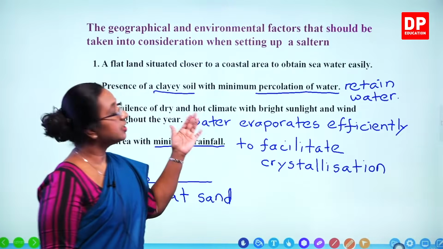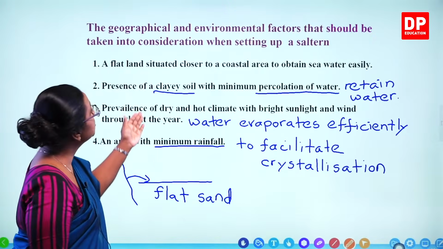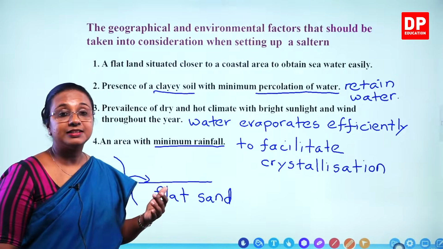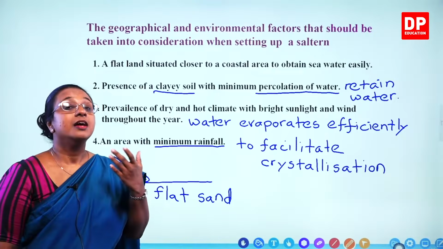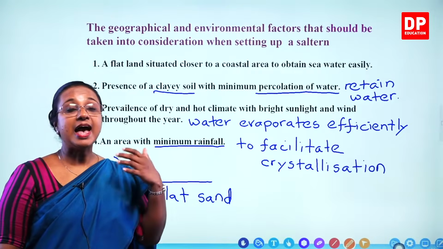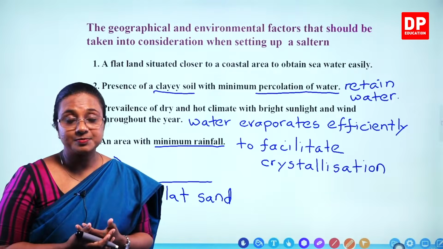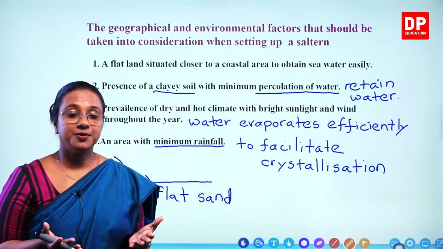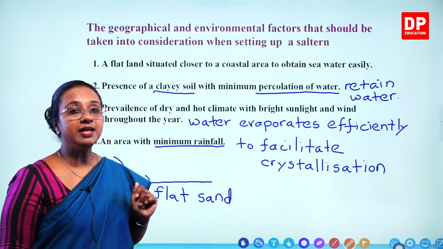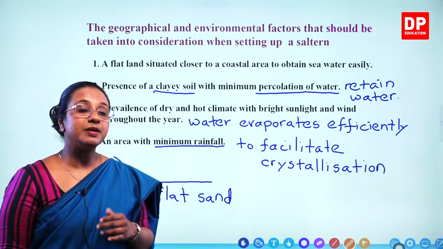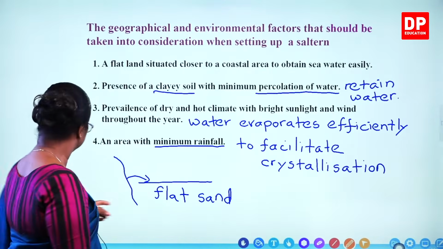So, students, you can see all the geographical and environmental factors are selected so that the evaporation process as well as the crystallization process takes place more efficiently. So, with that in mind, now we will discuss the process related to the production of salt.